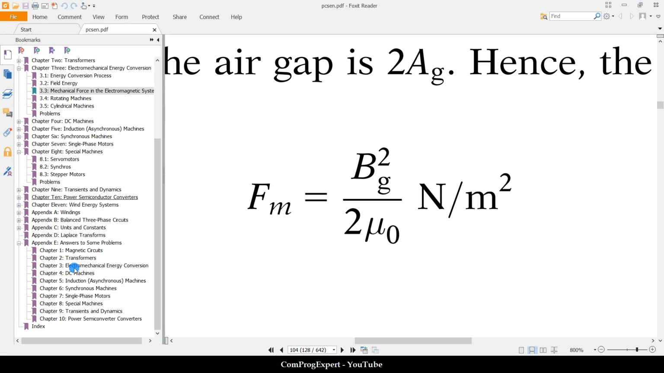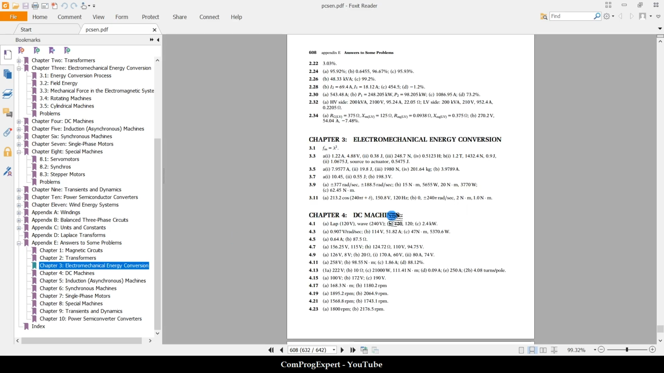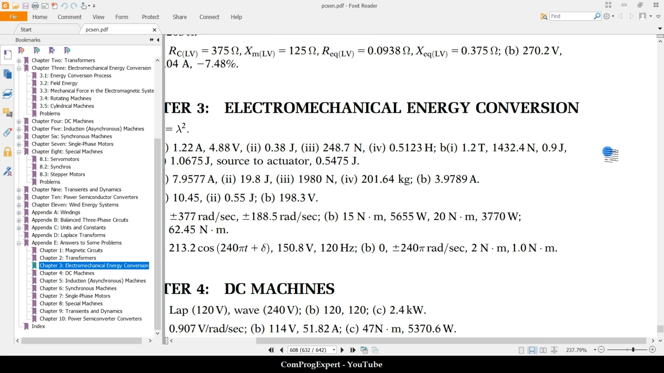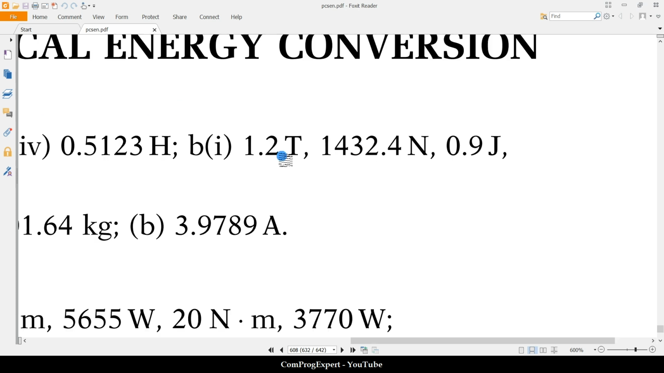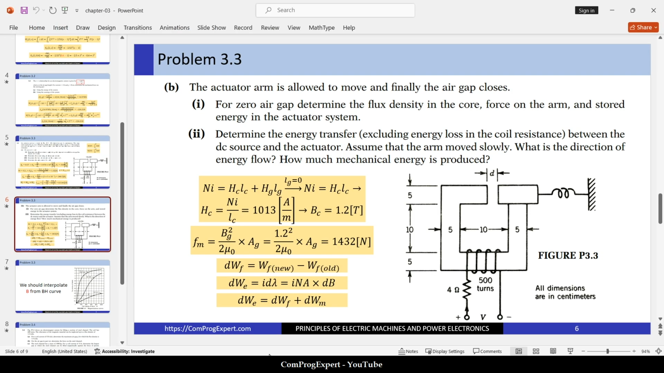Let's check the solutions for this problem. This value of the force. This is the value of the B. Okay, the flux density, that is 1.2 Tesla. So how much is the stored energy in the magnetic field in this case?